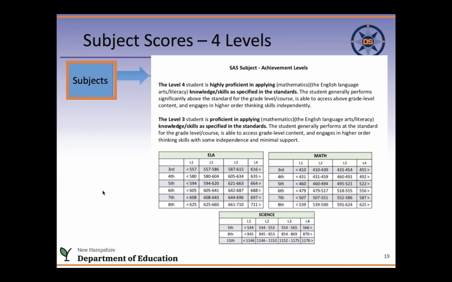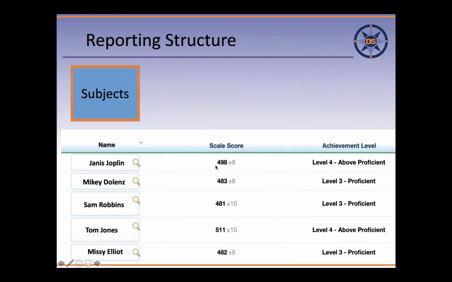So level 4 is the highest, and according to the SAS, it's highly proficient in applying the standards. Level 3 is proficient. Level 2 is approaching this. You'll see on the document. Actually, I can't see it, so I don't remember. But level 1 is the lowest, 2, 3, 4, and it's always been that way. So I'm sure everybody's used to that. At the bottom of that document are the cut scores for the subjects. And every student will get a score. They'll have a number score, and they will have an achievement level, 1, 2, 3, and 4.